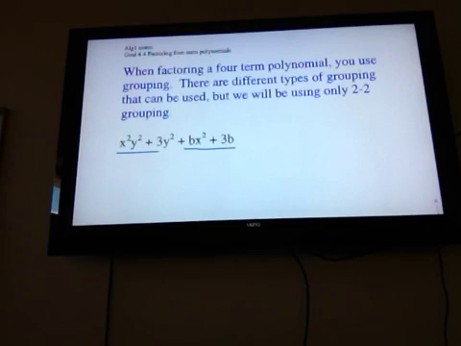So on the first 2, you look for something that's common to both terms. They both have a y squared. So y squared comes out as my common factor. When I take my y squared from the x squared y squared, I'm left with the x squared. And when I take my y squared from the plus 3y squared, I have plus 3.